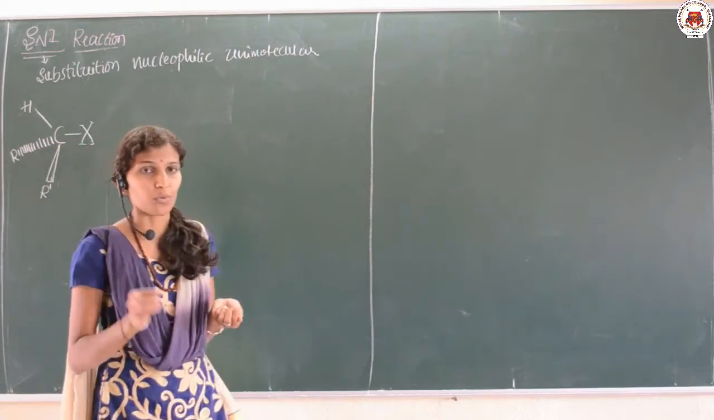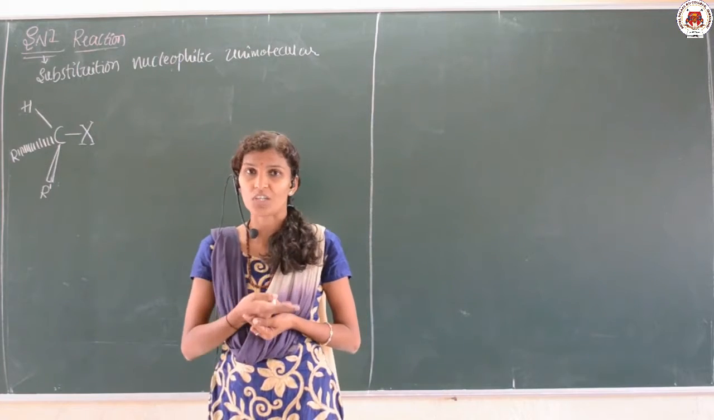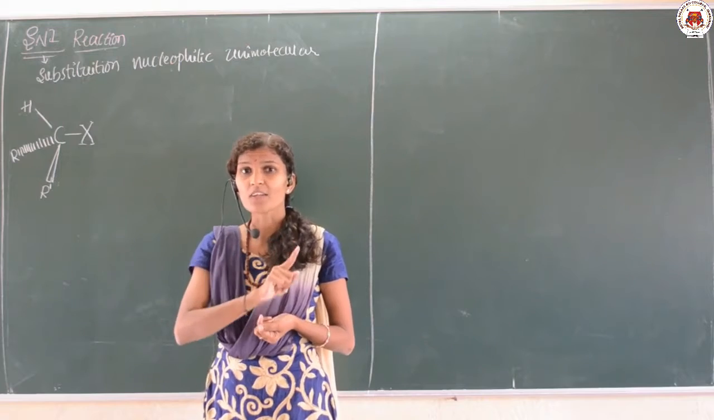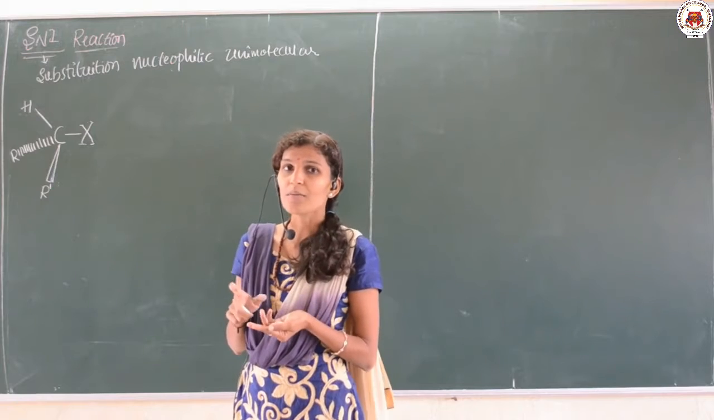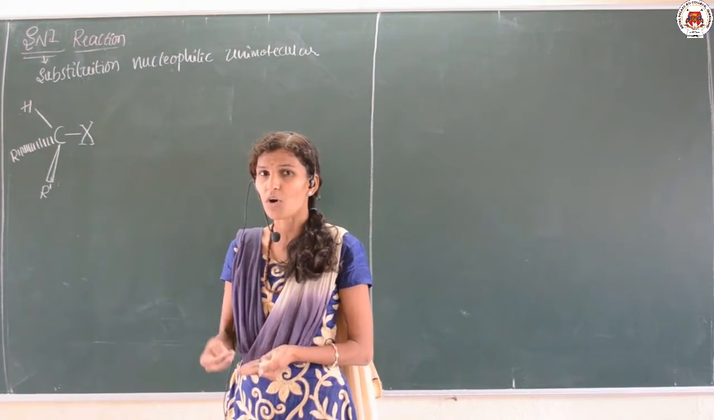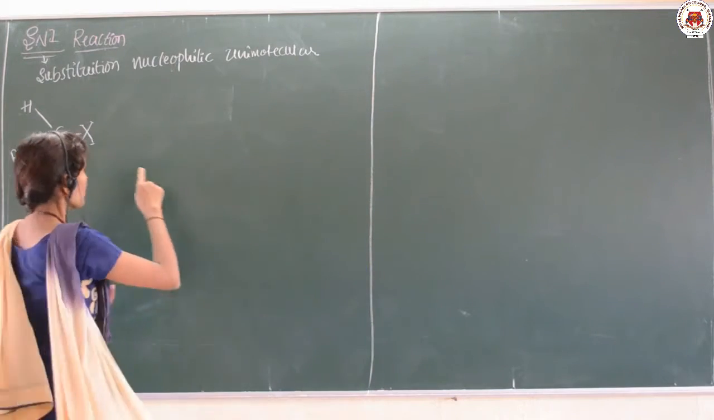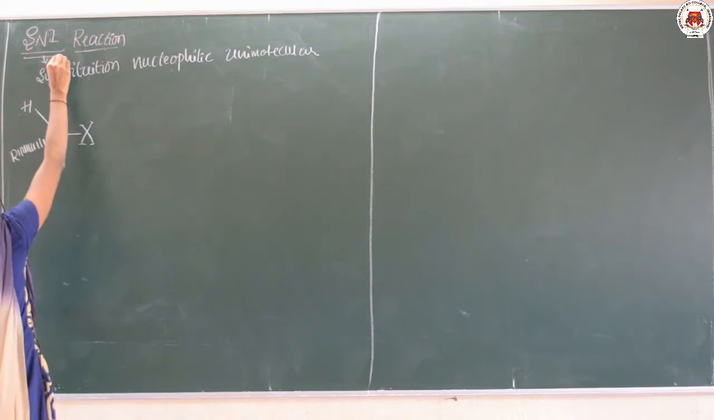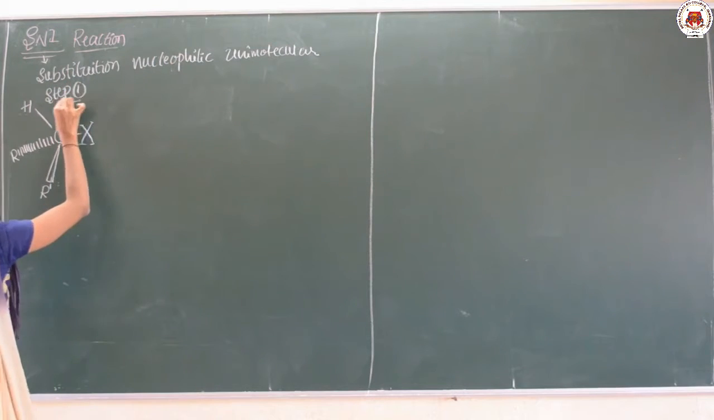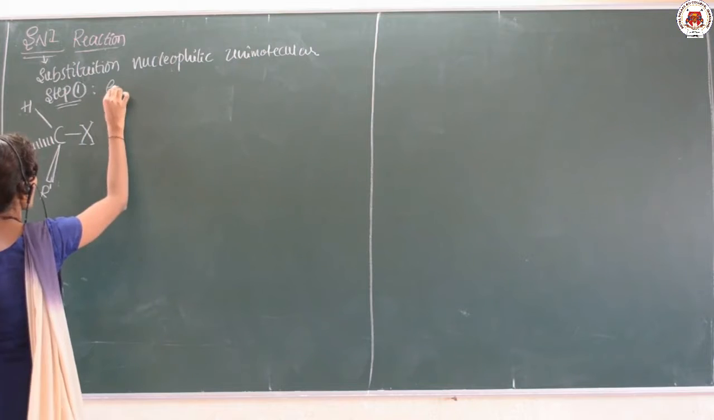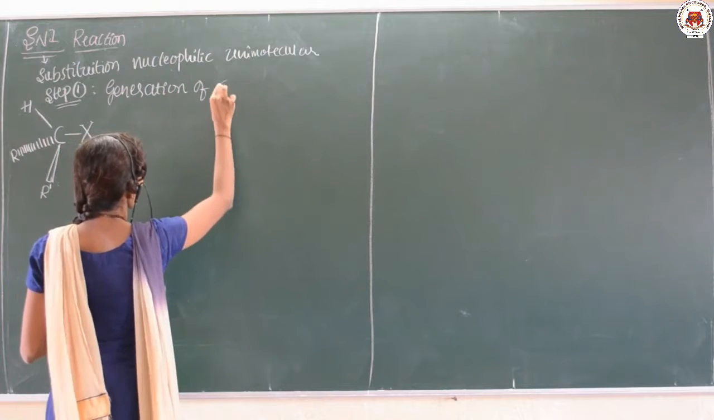First of all, I will tell you, in case of SN1 reaction, that SN1 reaction takes place in two steps. SN2 is a single step reaction, but SN1 is a two step reaction. So let me explain how exactly it occurs in stepwise format. So this is the haloalkane which is undergoing the SN1 reaction. In step 1, what happens? There is a generation of the carbocation.